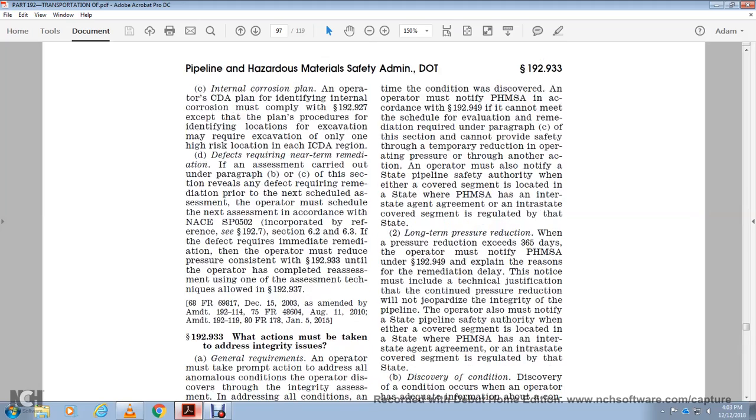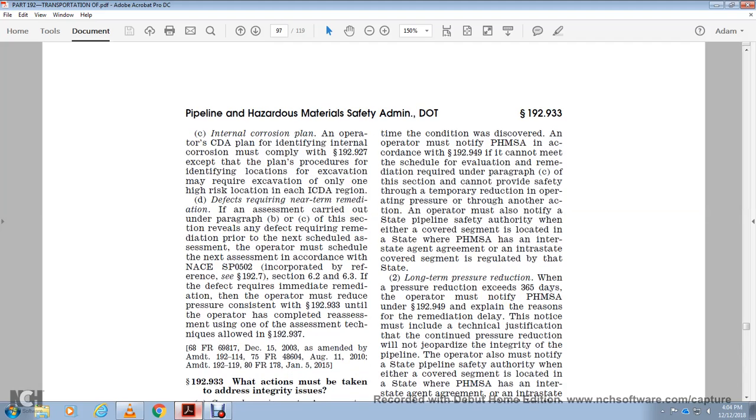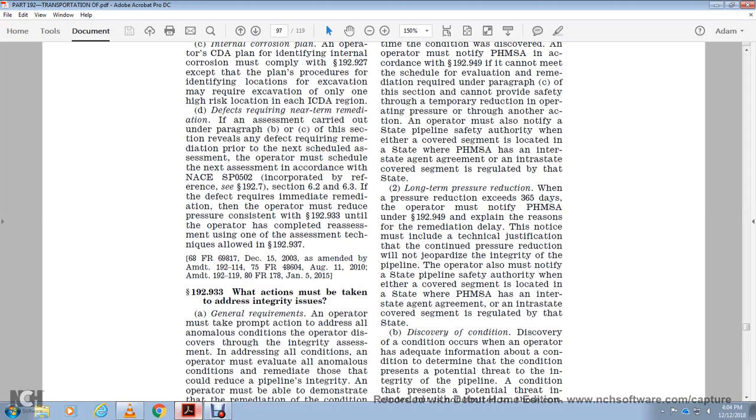level at the time the condition was discovered. The operator must notify PHMSA according to 192.949 if it cannot meet the schedule for evaluation and remediation required under paragraph C of the section, or cannot provide the safety of the temporary reduction of the operating pressure through any other action. The operator must also notify the state pipeline safety authority if the covered segment is located within a state where PHMSA has an interstate agent agreement, and the intrastate covered segment is regulated by that state.